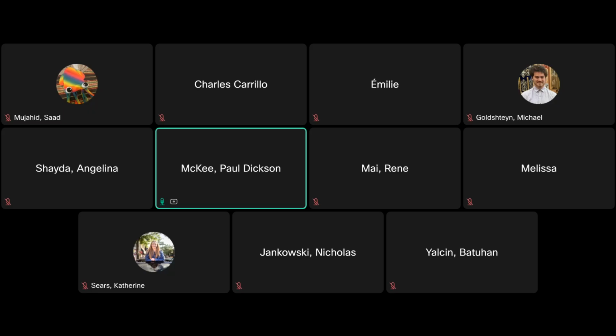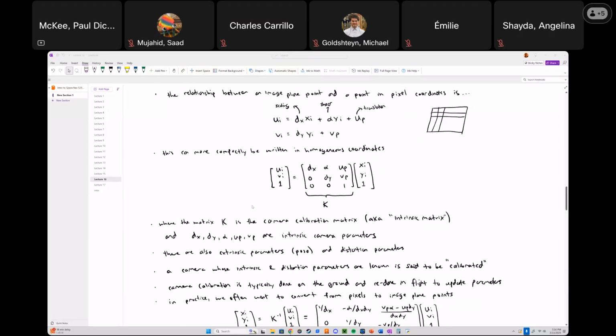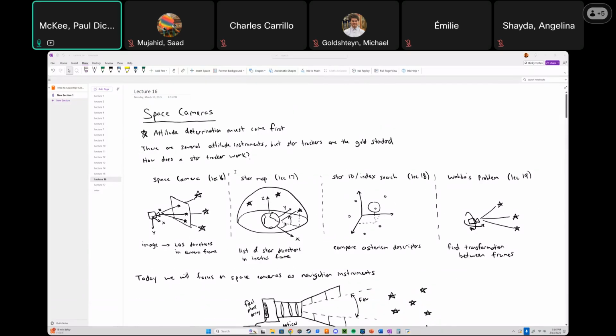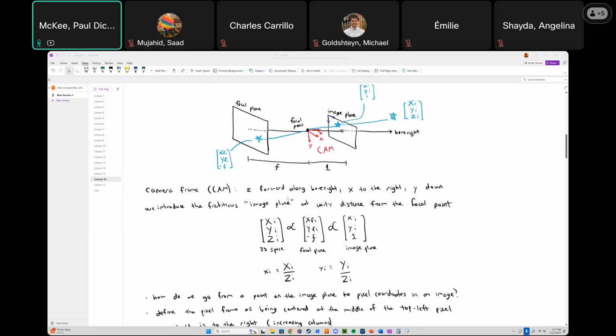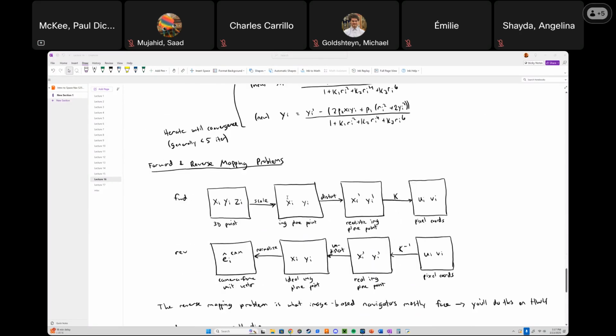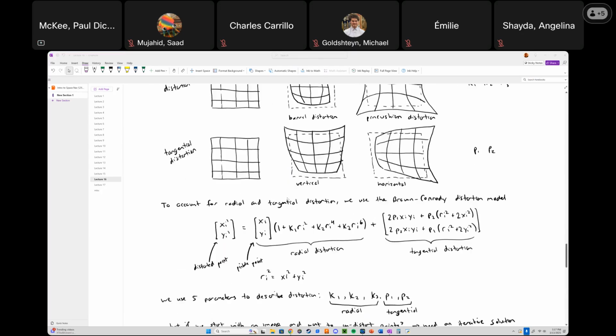Last class we talked about star trackers. That's our new unit: how to use a camera to determine your orientation in space. I think I tried to do too much in one lecture because we didn't get through all my lecture notes for lecture 16. So today is lecture 16 part 2 and then lecture 17. Lecture 16 is just really long.